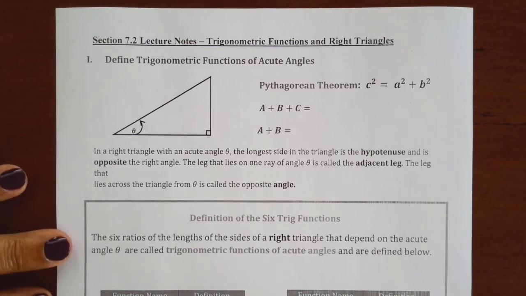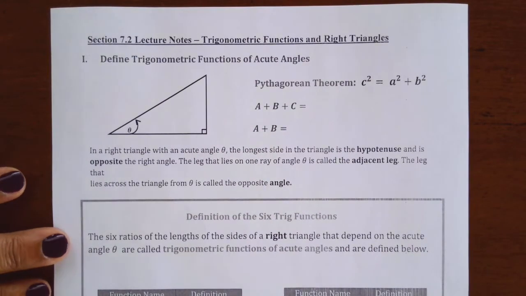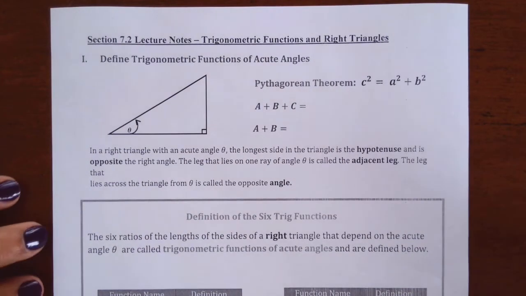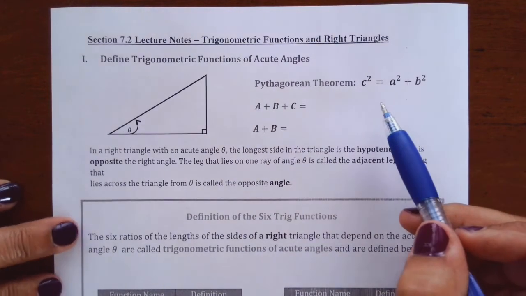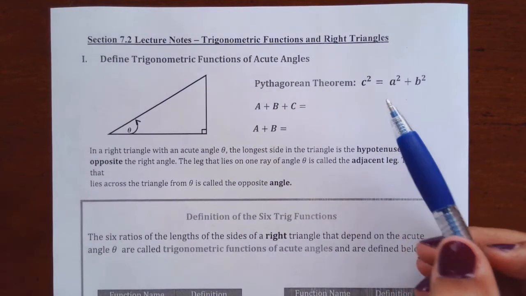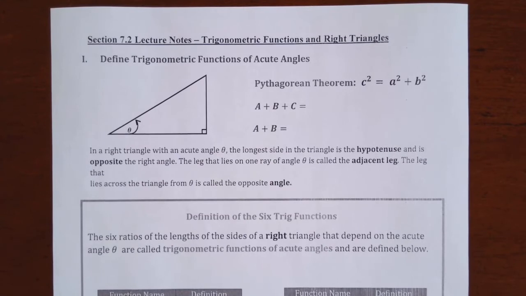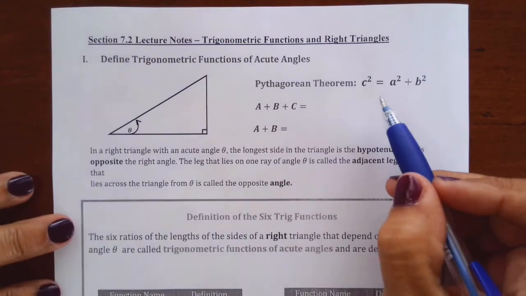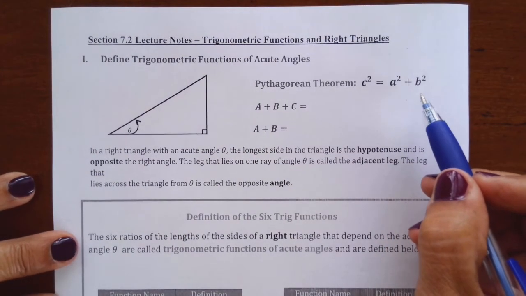to deal with. All right, so the first thing we're going to do is look at how we define these trigonometric functions, okay? So we all know that with the Pythagorean theorem, we have that the two short sides of a right triangle squared equals the hypotenuse squared, right? That's c squared equals a squared plus b squared.